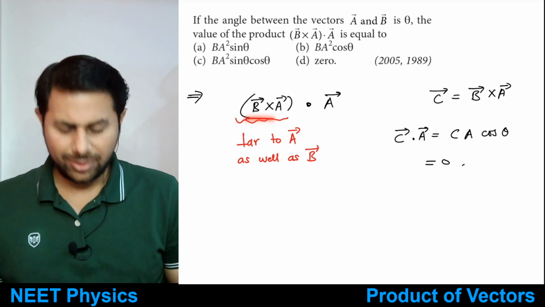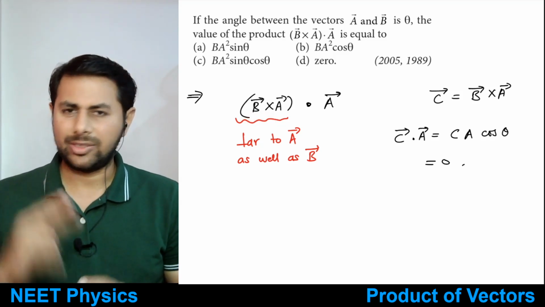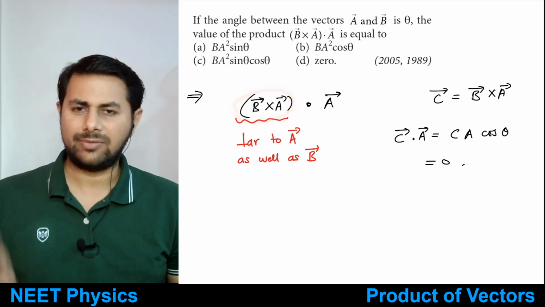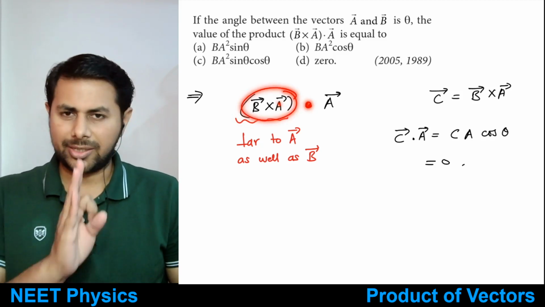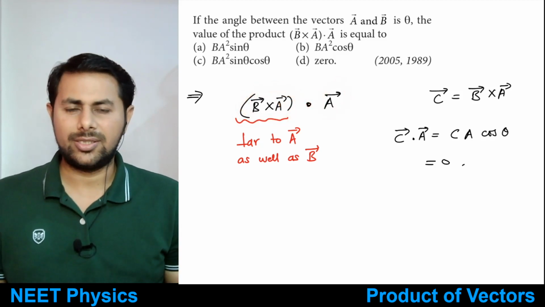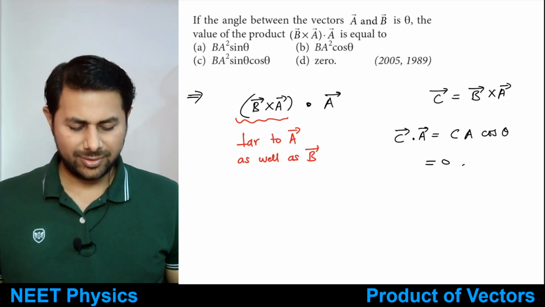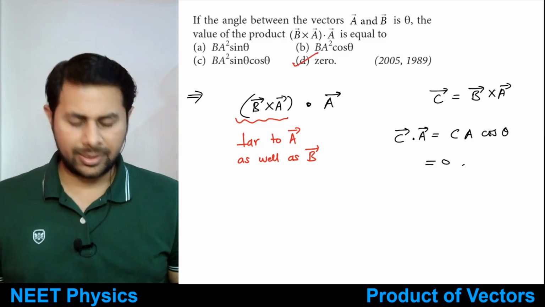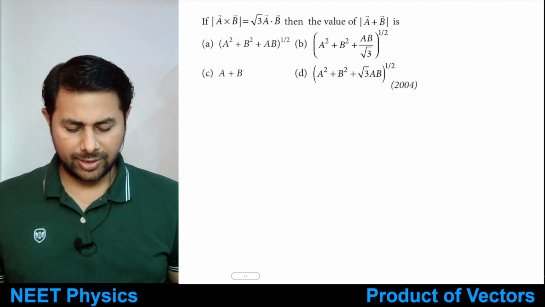So we just saw that when you take the vector product, the result is perpendicular to the first vector as well as the second vector. So this thing is perpendicular to A bar as well as B bar. If it is perpendicular to A bar, then you take its dot product with A bar, and the result is equal to 0. So the answer of this thing is 0. This is also very, very simple. All right, let's see the next one.